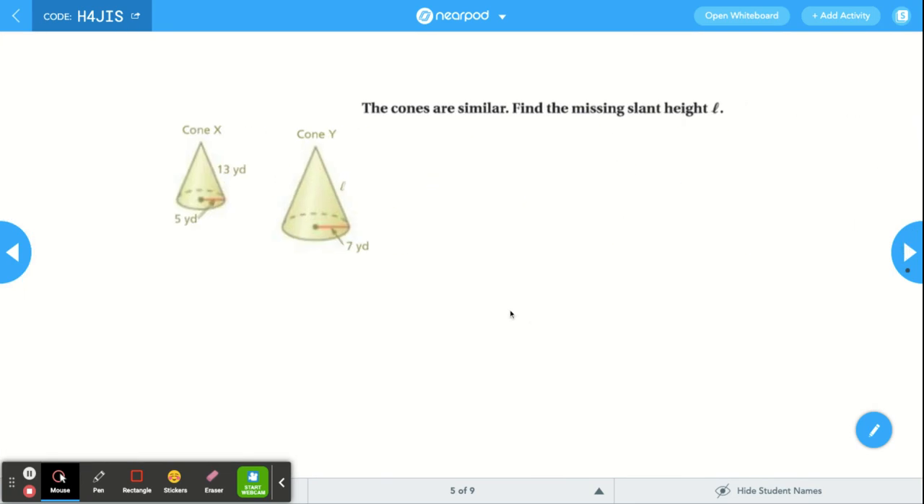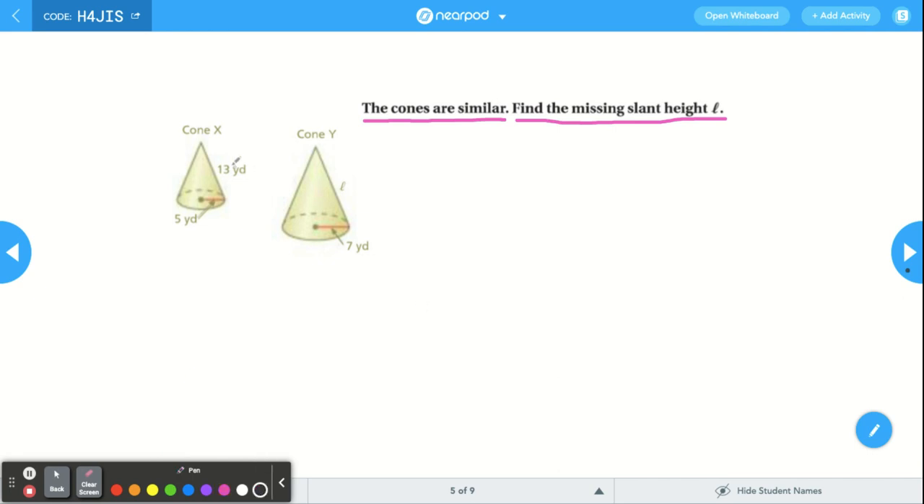All right, let's go over another question here. So the cones are similar. Find the missing slant height of L. So one thing that we should probably note in the example is that it already tells us that they're similar, meaning they look the exact same except one is going to be larger or smaller. And the goal is to find the height of the slant for cone Y.